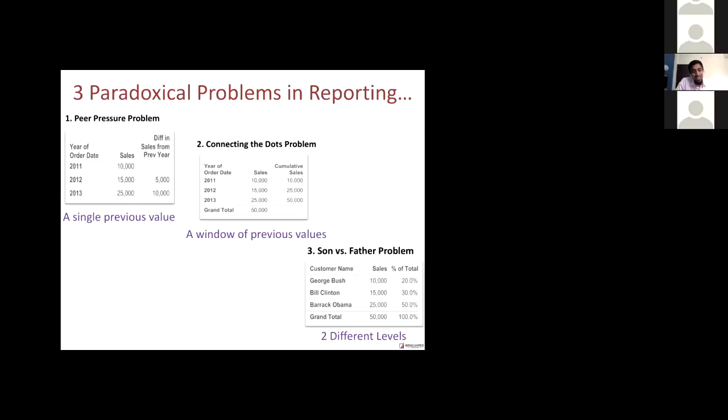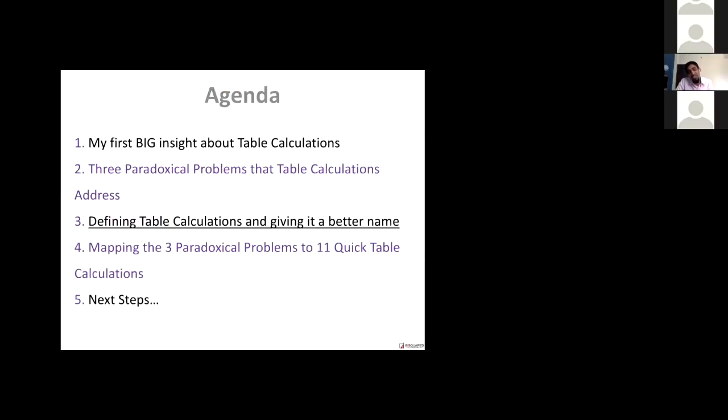So let's get a little bit more serious. Let's come back. Now we are professionals. Let's define what table calculations are. Now that we have gotten these insights, the first big insight is that table calculation is about display, and then there are the three groups of problems that it addresses. Let's use this to give a better name.